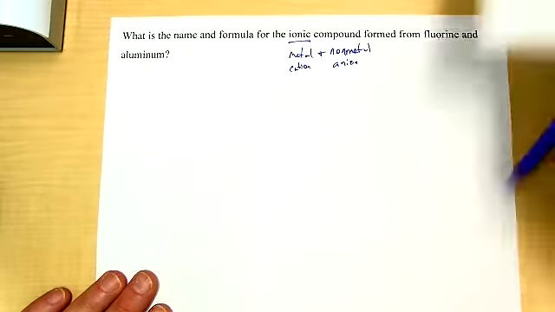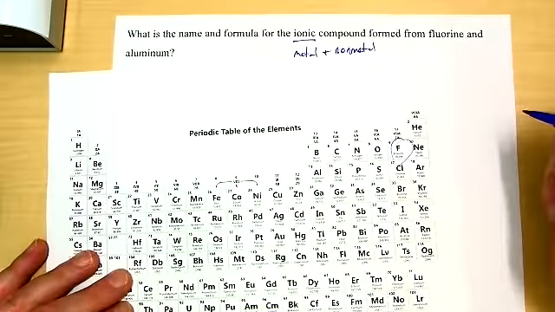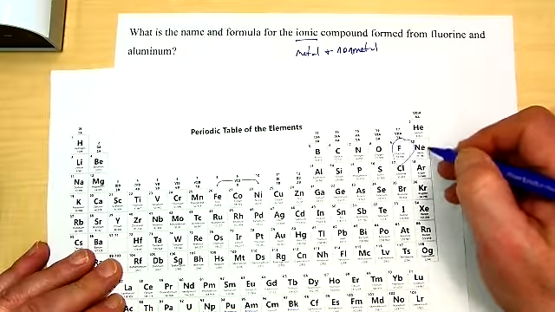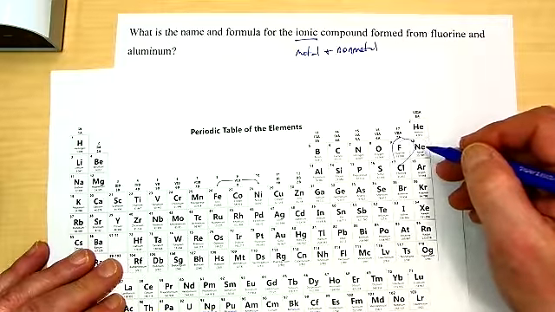Fluorine is a halogen, right? If we look at the periodic table, fluorine is here. It's in the halogen column. And fluorine usually likes to gain one electron, so it can be isoelectronic with neon. We'll talk more about that in the future.